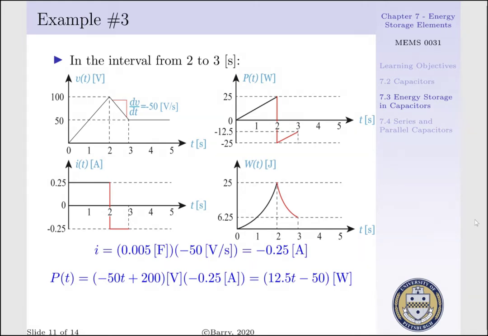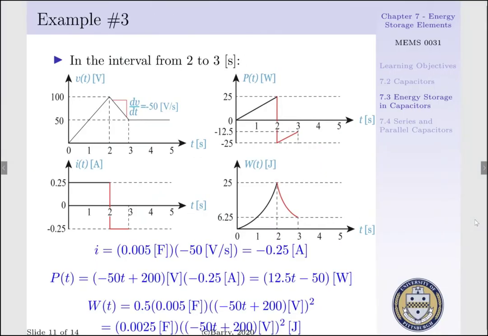At 2 seconds, we have minus 25 watts within our system. And at 3 seconds, we have minus 12.5 watts. Lastly, our energy, which is equal to 1/2 of our capacitance times our voltage squared, is equal to 0.5 times 5 millifarads times the quantity minus 50T plus 200 volts squared. Or we'd have 0.0025 farads times minus 50T plus 200 volts squared. We see that our energy starts at 25 joules at 2 seconds, then decreases to 6.25 joules at 3 seconds.